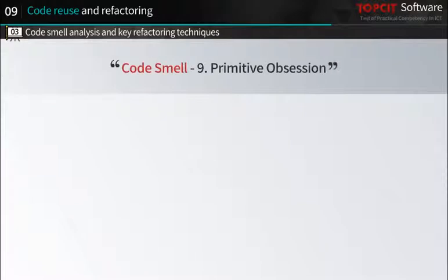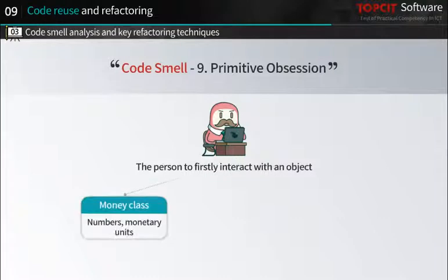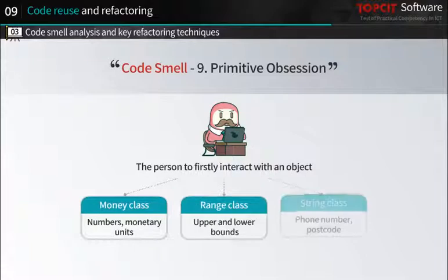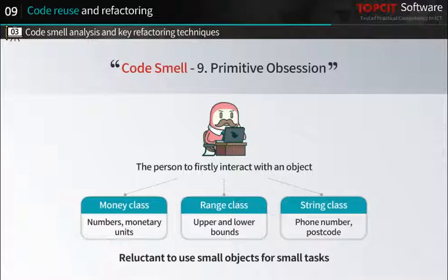Ninth, it is the primitive obsession. People who first interact with an object are reluctant to use the money class, which usually bundles numbers and monetary units, the range class, which has upper and lower bounds, and a small object for a small task, such as the class for special strings, for example, phone number or postcode.